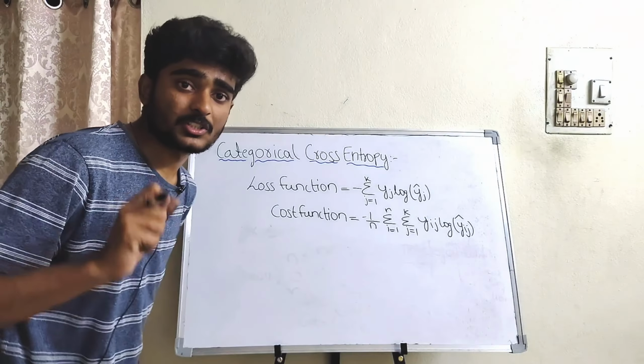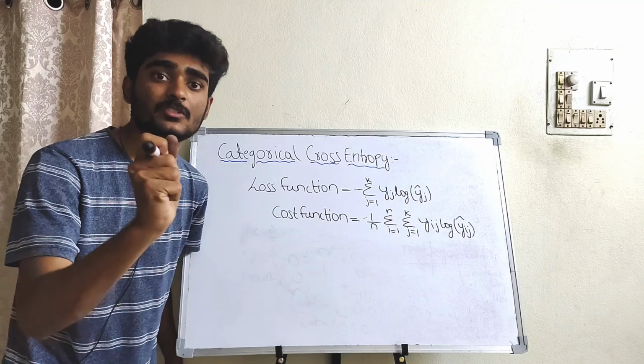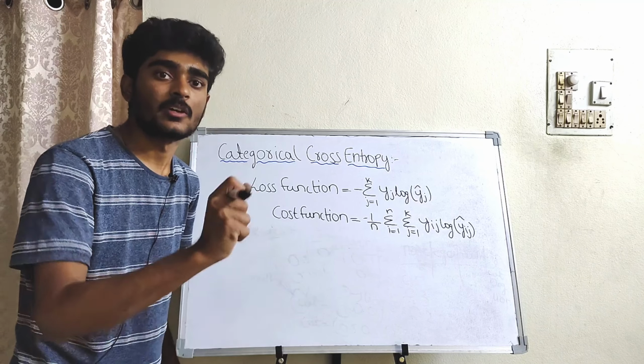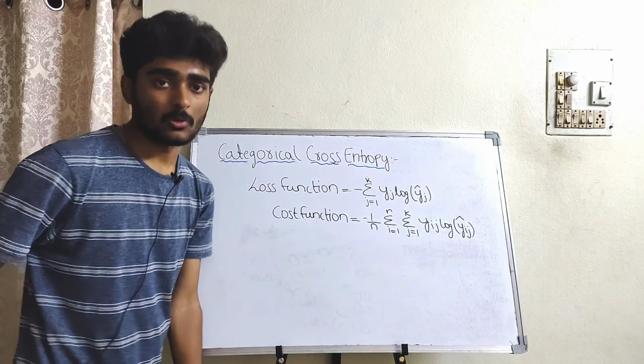In the previous section of the video, we have seen the entire intuition of the binary cross entropy loss function, which is used for binary classification. Now, in this section of the video, we'll be seeing the categorical cross entropy loss function.